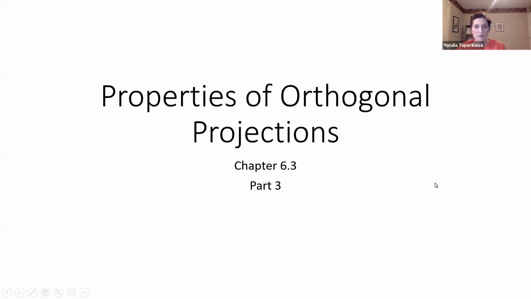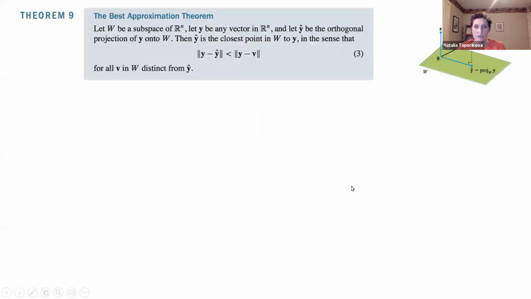Hello, this is the third part of chapter 6.3, and we will talk about properties of orthogonal projections. Just to remind you, we are looking at the projection of the vector y into the subspace W, and the projection formed by this vector, which we call y hat.